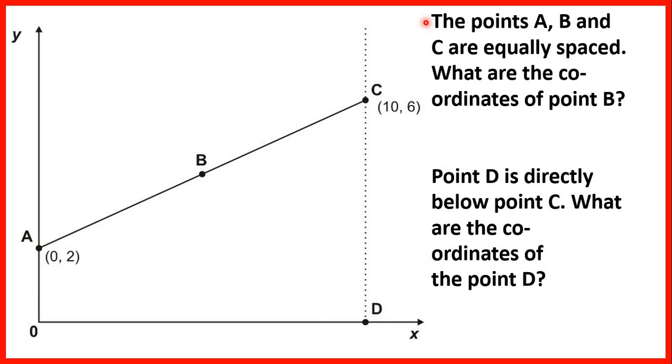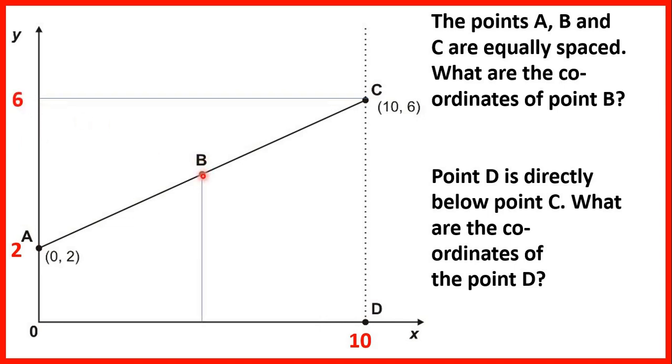The points A, B and C are equally spaced. What are the coordinates of point B? So the way to solve questions like this is to write what we know on the axes of our coordinate grid. So we know that point C has an x coordinate of 10, so we can write 10 on our x-axis. We know that point A has a y coordinate of 2, so we can write 2 on our y-axis, and point C has a y coordinate of 6.